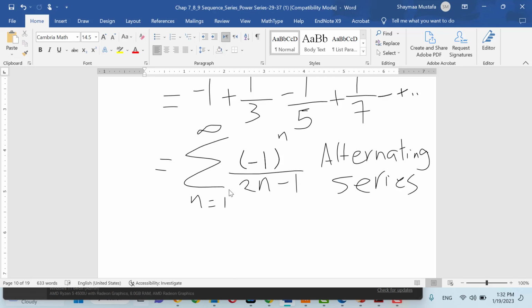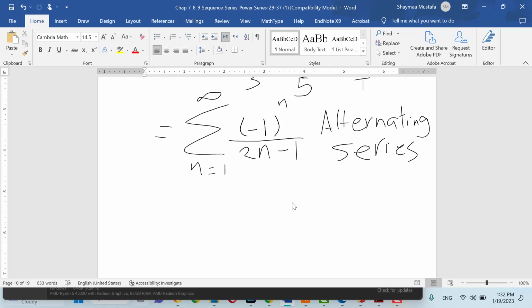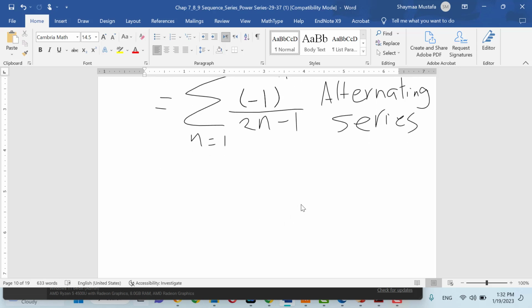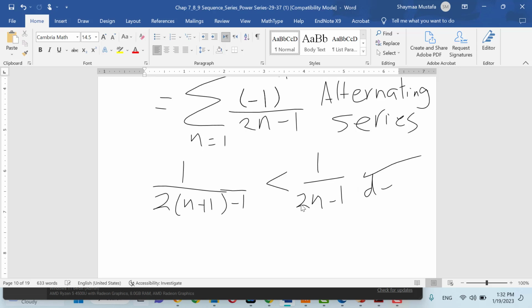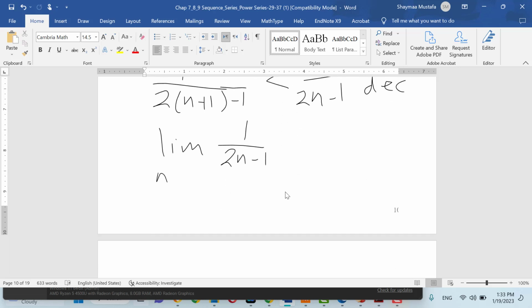For the alternating series test, we need to check if this one is decreasing or not, and if the limit is equal to 0 or not. If we check the decreasing, we can easily prove that 1 over (2n plus 1) minus 1 is less than 1 over (2n minus 1). So this one is decreasing. Now the limit of 1 over 2n minus 1, when n goes to infinity, is 0. So this alternating series converges.